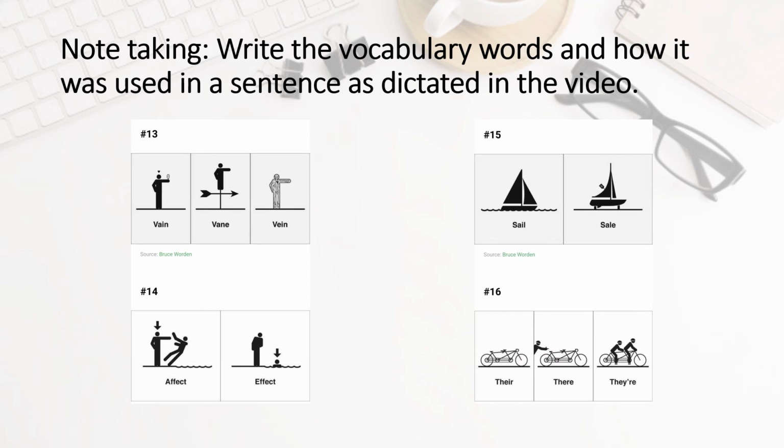The next one, we are going to use example number 15, sail and sale. I bought a sailboat. Next example, the sailboat was on sale.